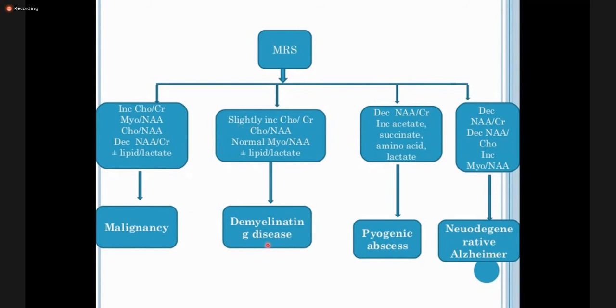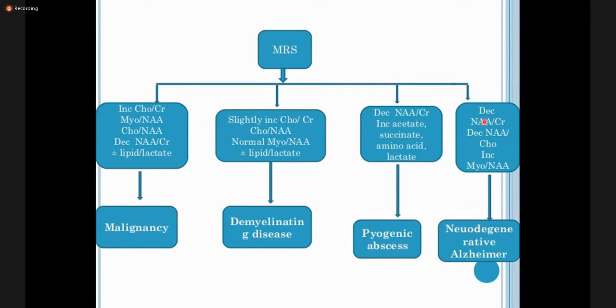In demyelination, there's a slight increase in the choline creatinine ratio and choline NAA ratio, a normal myoinositol NAA ratio, plus or minus lipid or lactate depending on the necrosis or anaerobic respiration. In the pyogenic abscess, there is a decrease in creatinine, but an increase in acetate, succinate, amino acids, and lactate. Lactate is a very important factor in the pyogenic abscess.